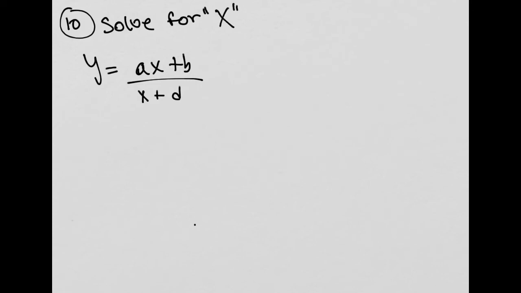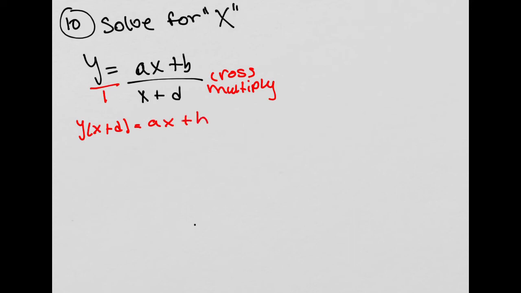Okay. So I'm going to start it the same way. I'm going to go ahead and cross multiply. Alright, so now I'm going to have y times x plus d equals 8x plus b. Now I'm going to go ahead and distribute because I need to have the x outside of the parentheses. So it's going to be yx plus yd equals 8x plus b.